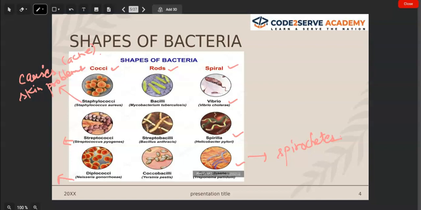Okay, so now streptobacilli, that is Bacillus anthracis, which causes a very dangerous disease, that is anthrax. Okay, and here I'll write gonorrhea.